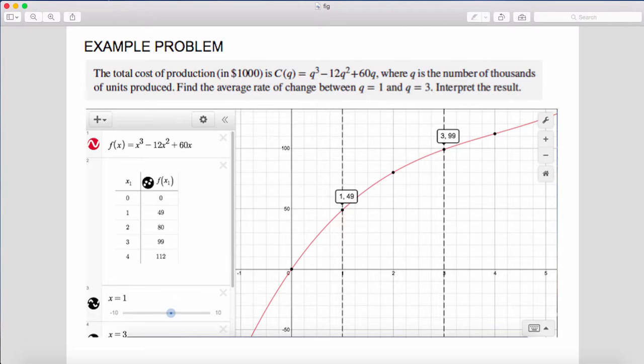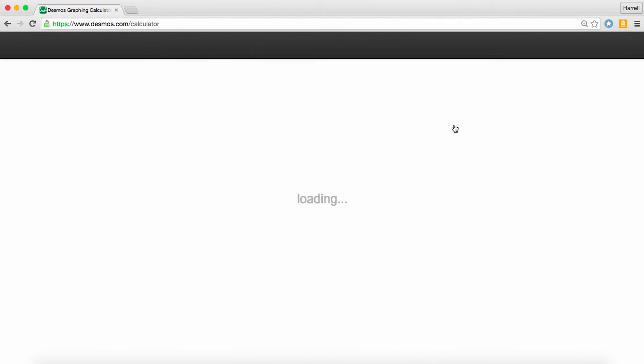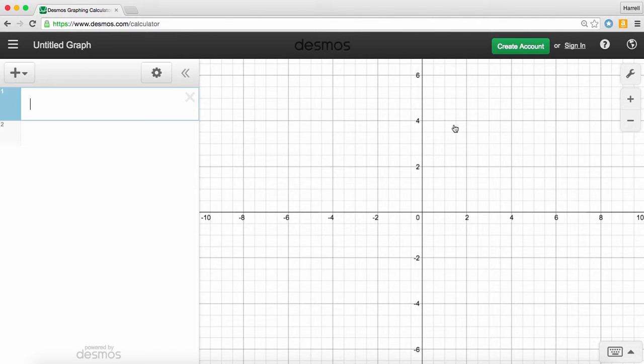If you'll take a look at the screen, this is the model that we used, and we're going into Desmos and create this model. When you go to www.desmos.com, you'll find the Desmos calculator. The red button allows you to launch the calculator.